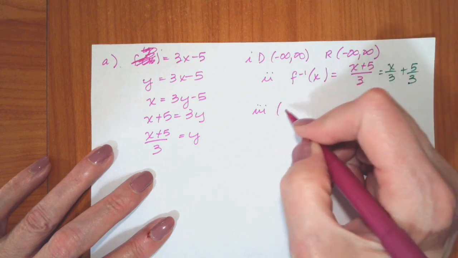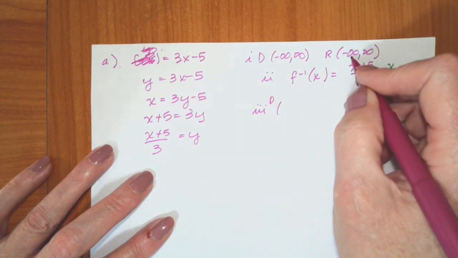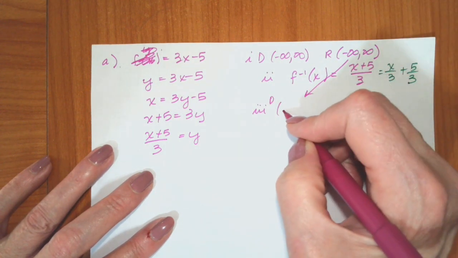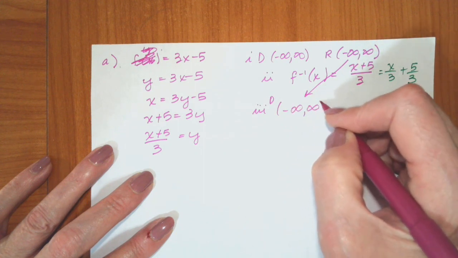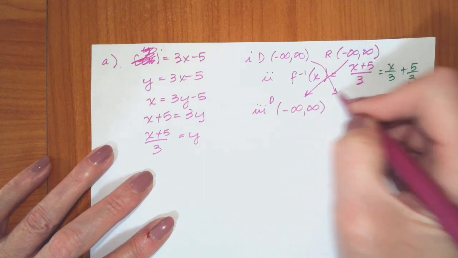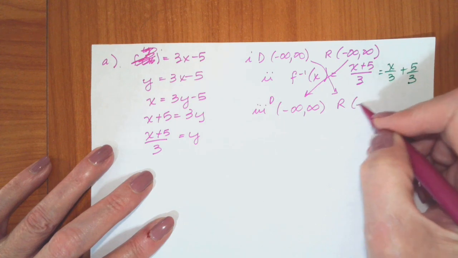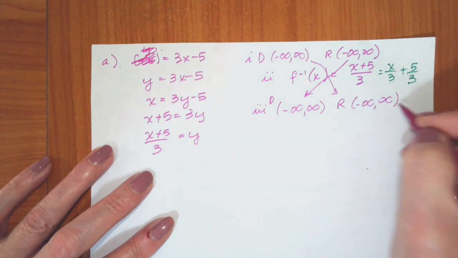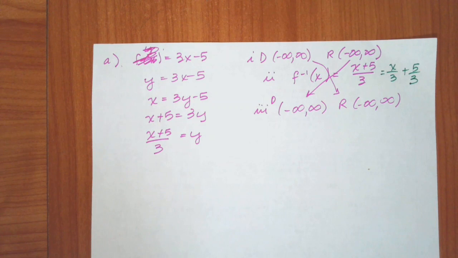But my domain is whatever the range is from the inverse, and the range is whatever the domain was. Because remember, when we're flipping the x and the y, we flip all the x and y's, which means we flip the entire domain and the entire range.